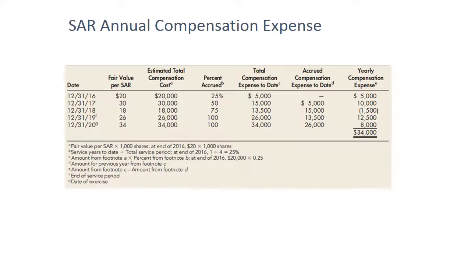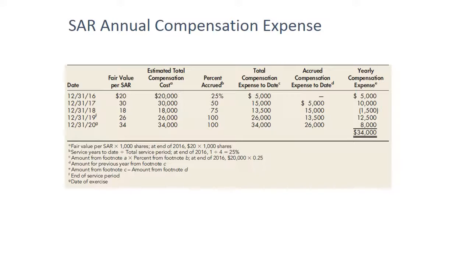Now, the next year, the estimated total compensation expense will be $30,000, because there's a $30 market value. By the end of the second year, 50% of the estimated compensation cost should be recognized, or $15,000. You've already recognized $5,000 of it last year, so recognize $10,000 of it now.